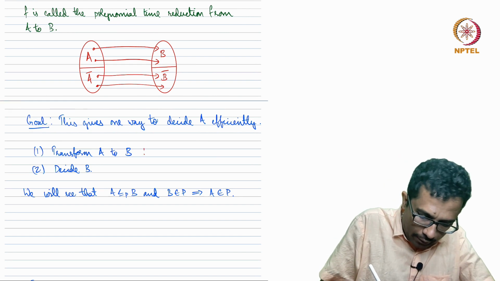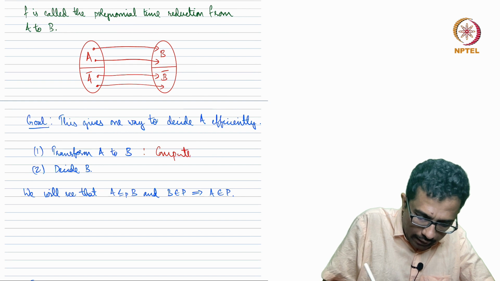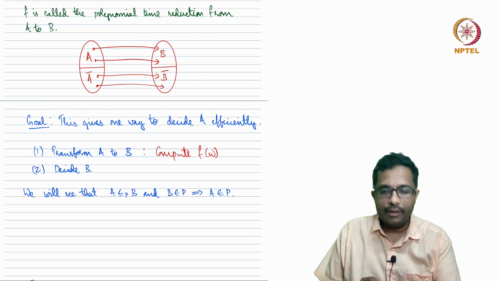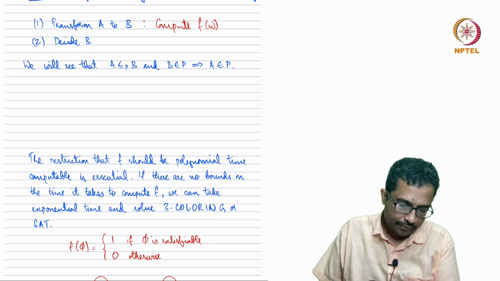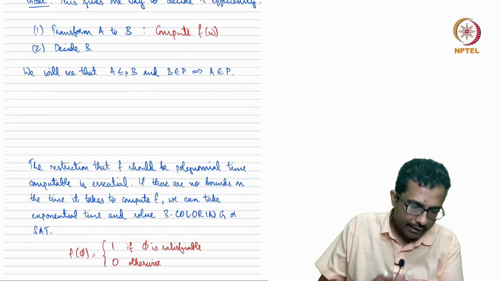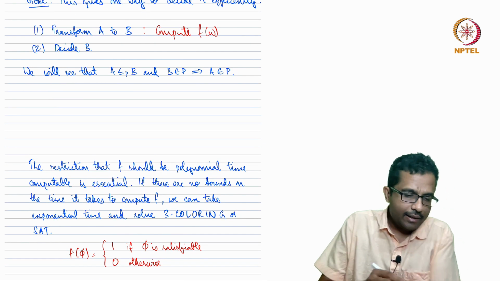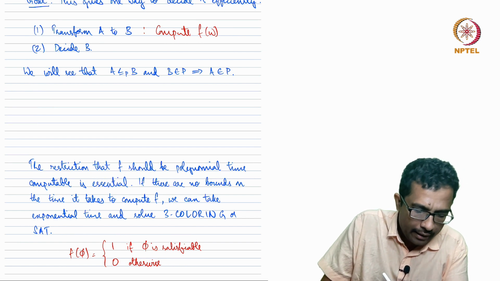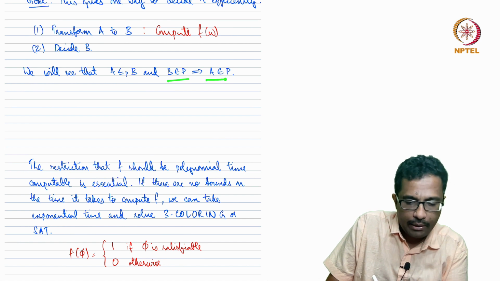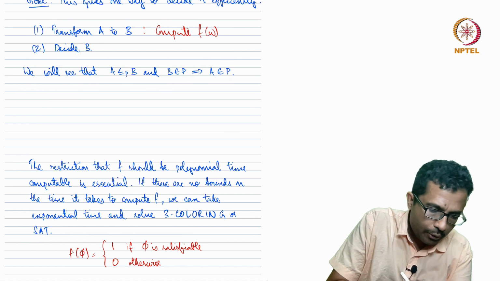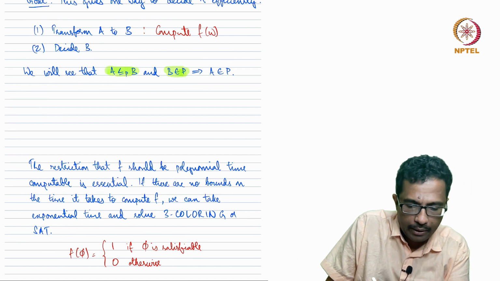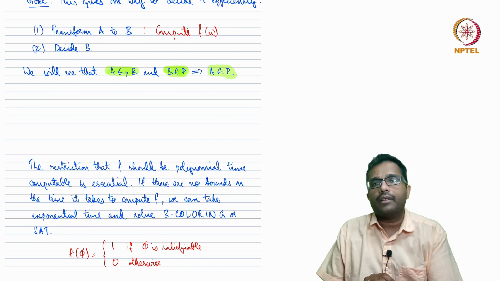So transform A to B means compute f of w given w and then use the decider of B to decide B, right? So later in a bit we'll see the following, that suppose A is reducible to B in polynomial time and suppose B is in P, this will imply that A is in P, right? So this is going to be one of our main results that we will use. Suppose A is reducible to B and B is in P, then A is also in P.